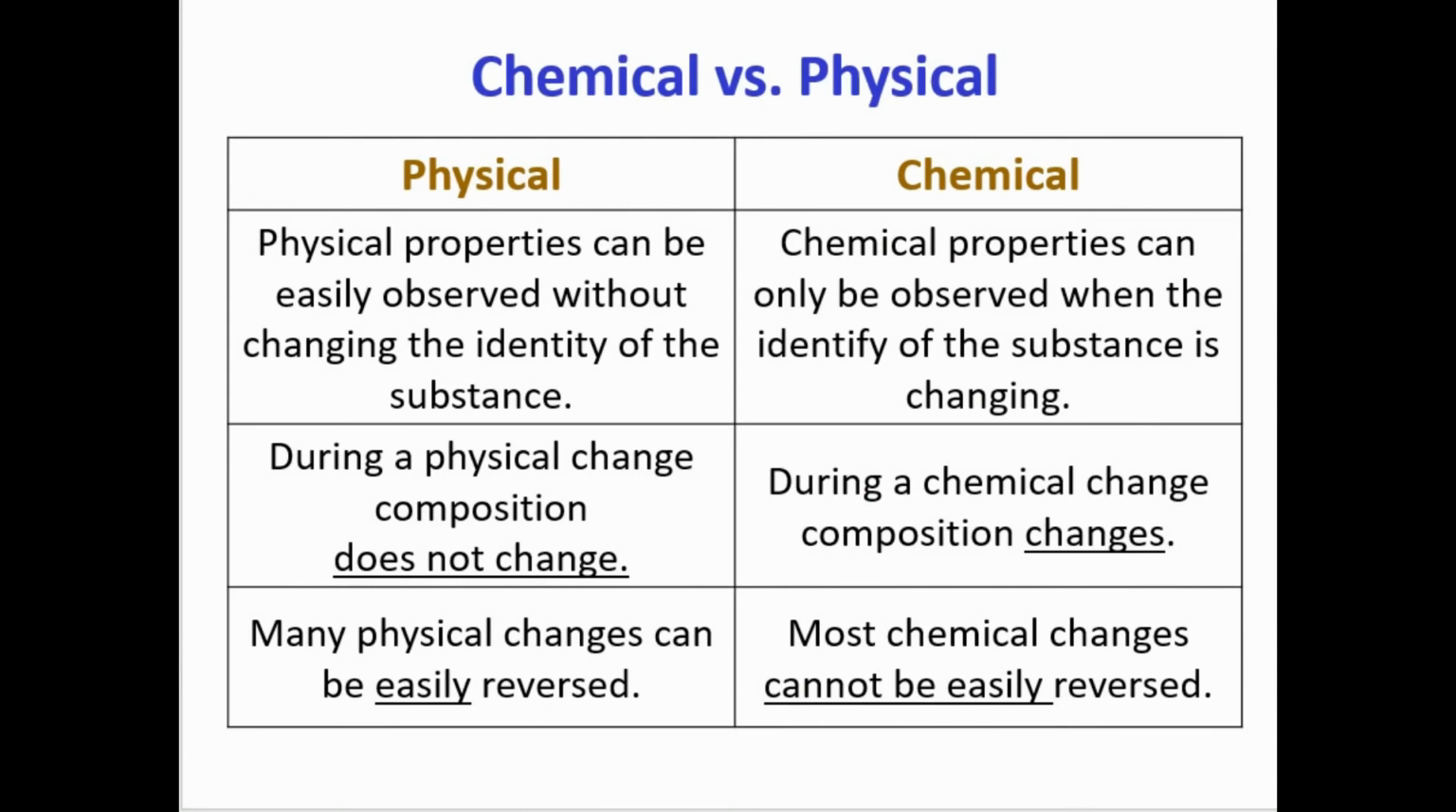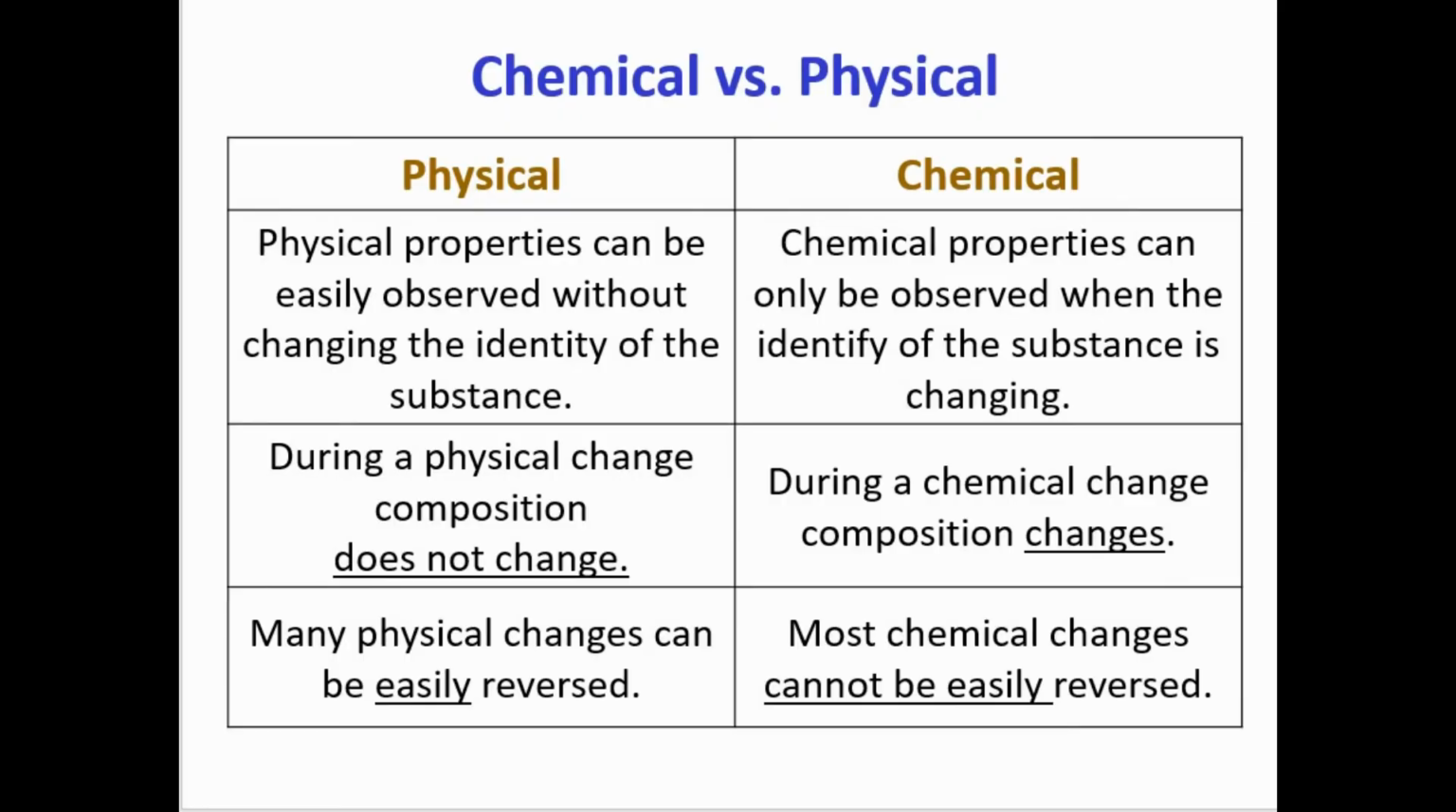On the other hand, chemical properties can only be observed when the identity of the substance is changing, when the gasoline and oxygen is changing into carbon dioxide, water, and energy. Or in that demo, when the hydrogen peroxide was mixing with the yeast and giving off a gas. We could see those chemical properties as that chemical reaction was taking place. Had that chemical reaction not been taking place, we could have never observed those chemical properties.